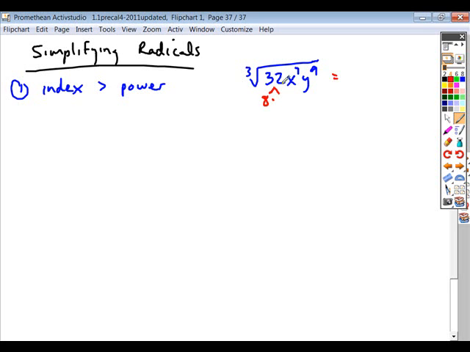This is 8 times 4. 8 is a perfect cube. What is the cube root of 8? It comes out as a 2, and we're left with this factor of 4 inside our radical.